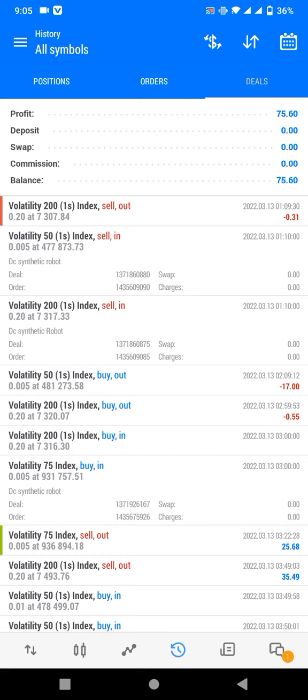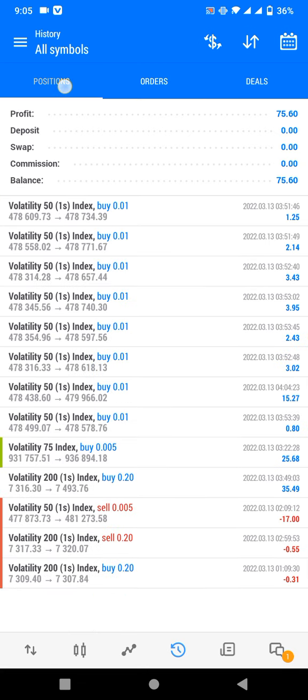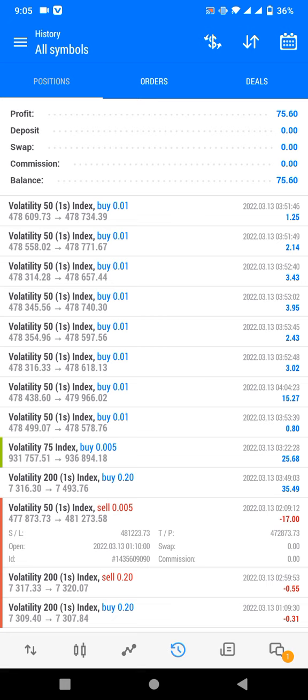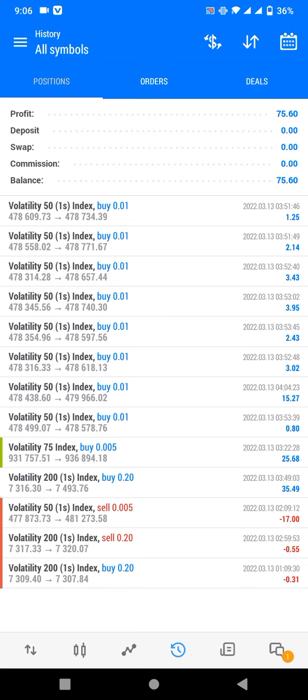And look at the comment with order: Will 50, 75 index, 200 index, and made $75. Here the loss is also 0.005 on VIX 51. Its index minor loss is $17, and again with recovery $35, 25, and again recovery and made some profit. So the profit is $75.60.